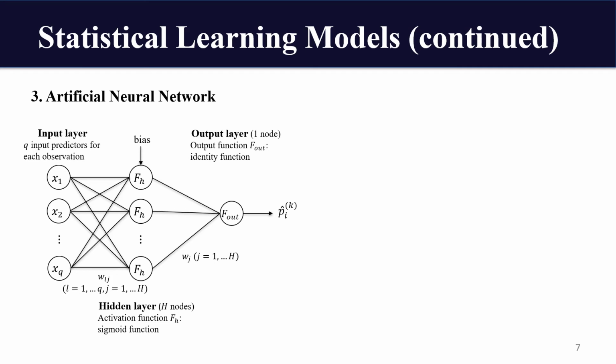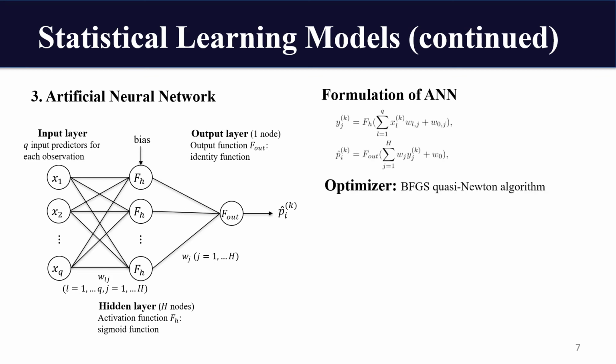In order to get the optimal H, we train the model on a grid of H and take the best one for our network. Finally, the output PR is obtained by an output function, which is the identity function for a regression problem. Thus, the mathematical formulation is like this. To minimize the mean square error, the optimizer we use is the BFGS quasi-Newton algorithm.